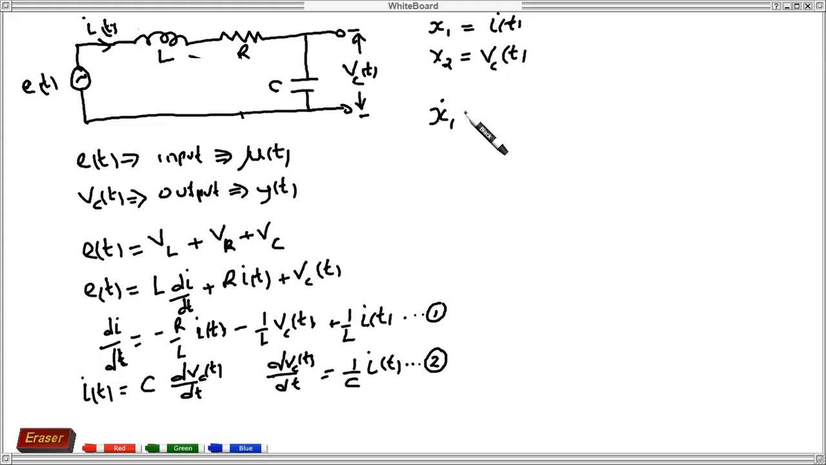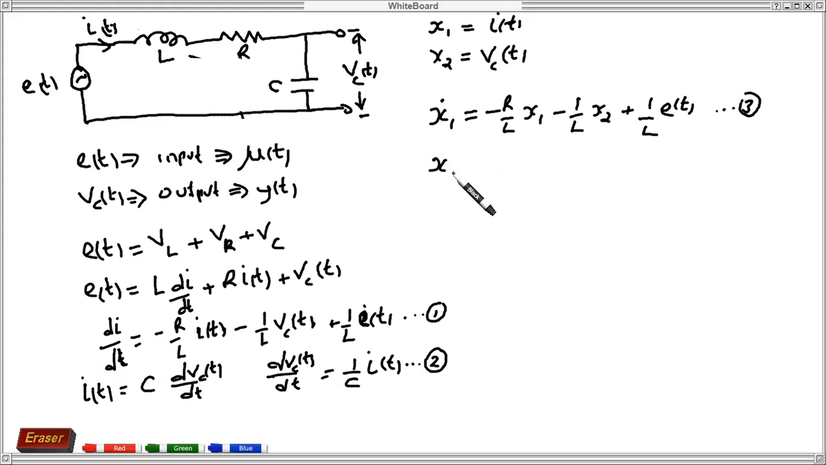x1 derivative will be equal to negative R over L x1, minus 1 over L x2, plus 1 over L E(t). Notice this one was supposed to be E(t), considering that this term was E(t). You can call this equation 3.